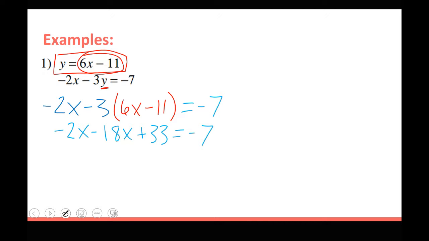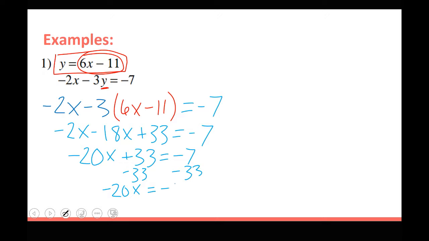And then we'll combine like terms. Negative 2x minus 18x is negative 20x. So negative 20x plus 33 equals negative 7. I'll subtract 33 from both sides. That gives me negative 20x equals negative 40. If I divide both sides by negative 20, I get x equals 2.